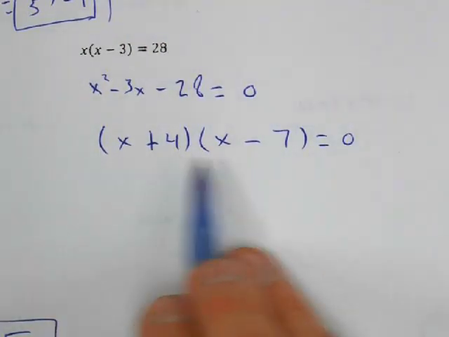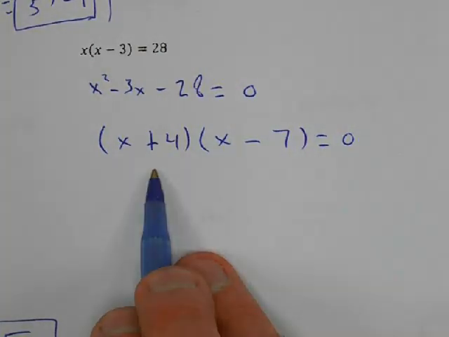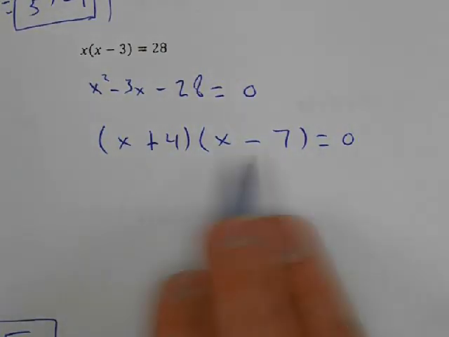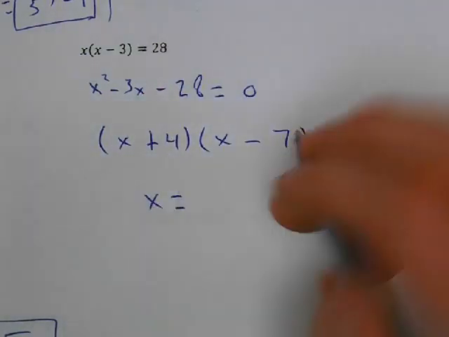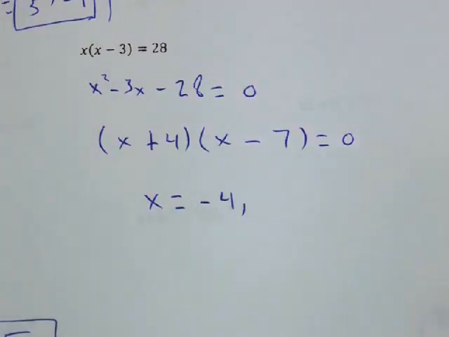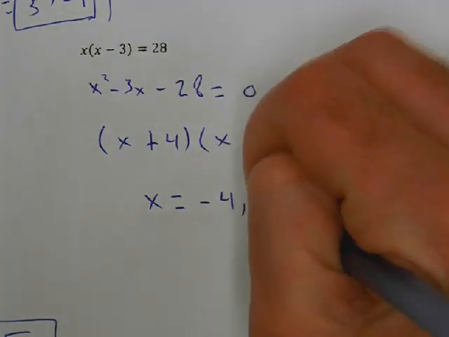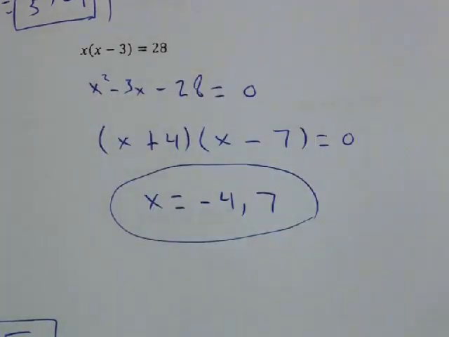Well, if I got this thing times this thing equals 0, well, that means at least one of these has to be 0. So then I just want to see when do these factors equal 0. And we can do that in our head. That's an easy one. X plus 4 is going to be 0 when x is negative 4. X minus 7 is going to be 0 when x is positive 7. So negative 4 and positive 7 are our answers there.